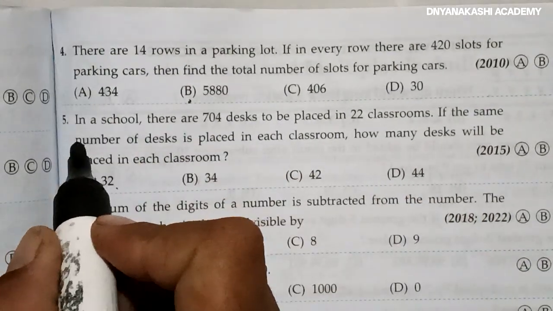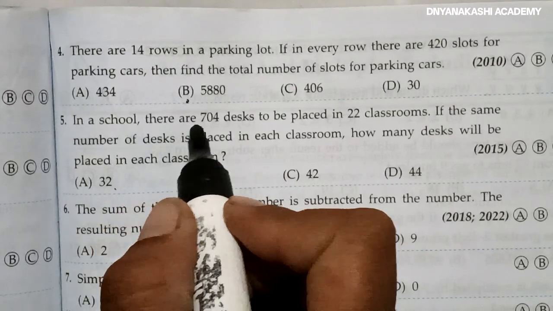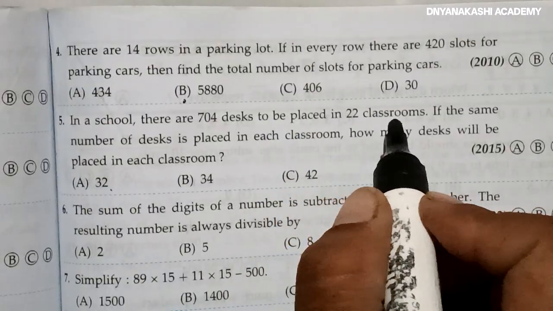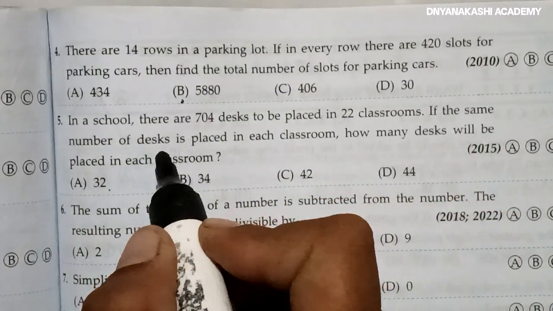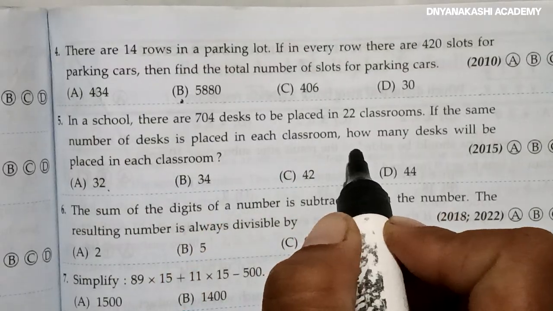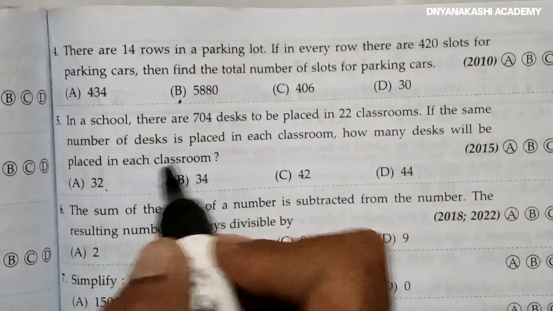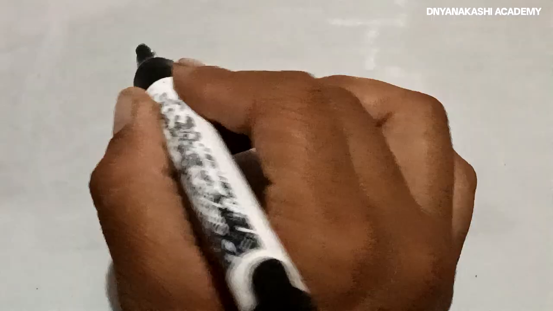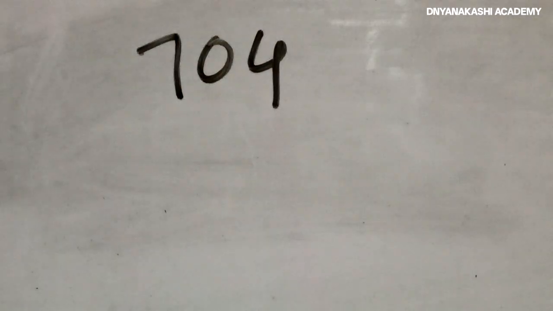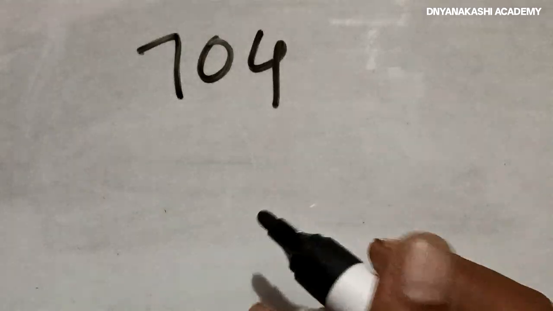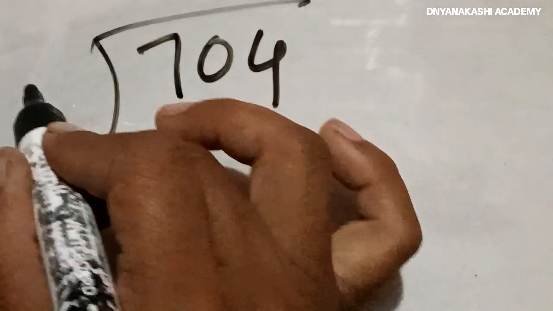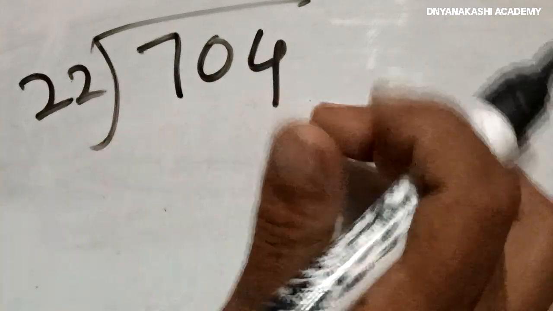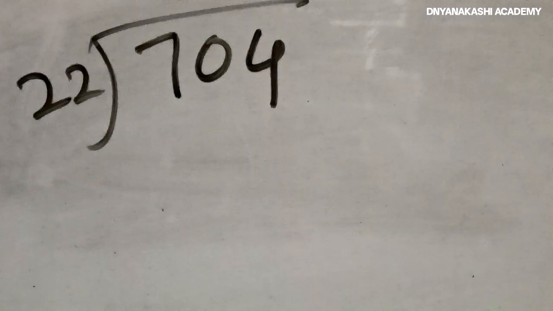Okay. Next, fifth question. In a school, there are 704 desks to be placed in 22 classrooms. If the same number of desks is placed in each classroom, how many desks will be placed in each classroom? Total, how many desks are there? 704 desks. Placed in how many classrooms? 22 classrooms. We do the division of total number of desks by total number of classes. We get the answer.